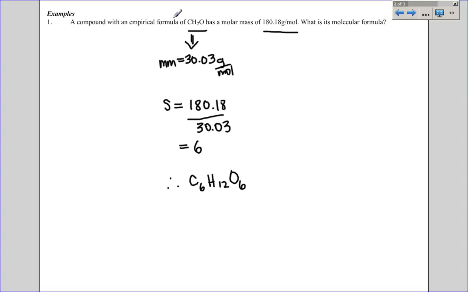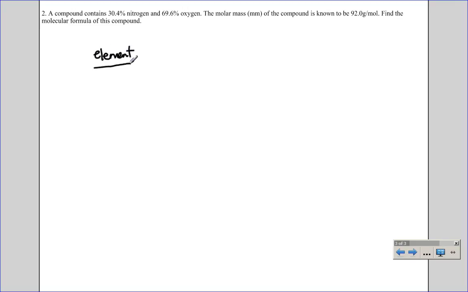Now in this example, we were given both of the pieces of information we needed. More commonly, you'll find that you're asked to solve problems where you're given two sets of information. You're given information that will help you to find the empirical formula, and then you're given the molar mass of the compound so that you can proceed to find the molecular formula. So we need to do this in 2 steps. The first step is to determine the empirical formula.